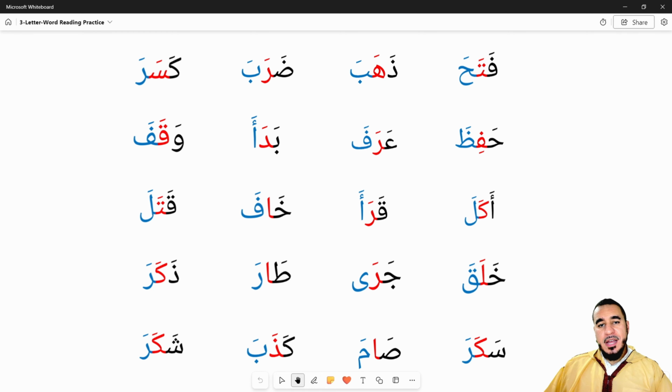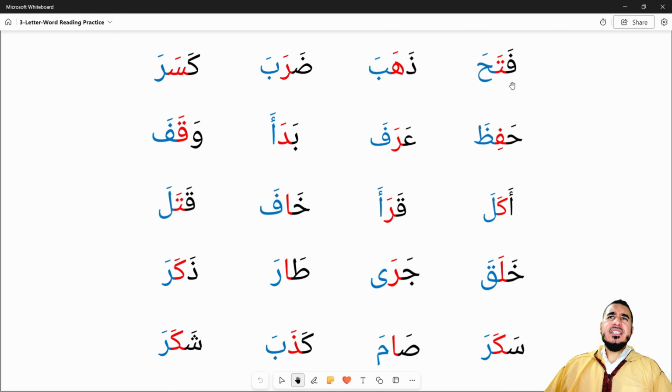So on this whiteboard, as you can see here, I've prepared a set of 20 Arabic words with 3 letters, okay? So all of these words are made of 3 letters. And we're going to go through each of these words carefully, focusing on how they connect and making sure that we read all of them correctly.